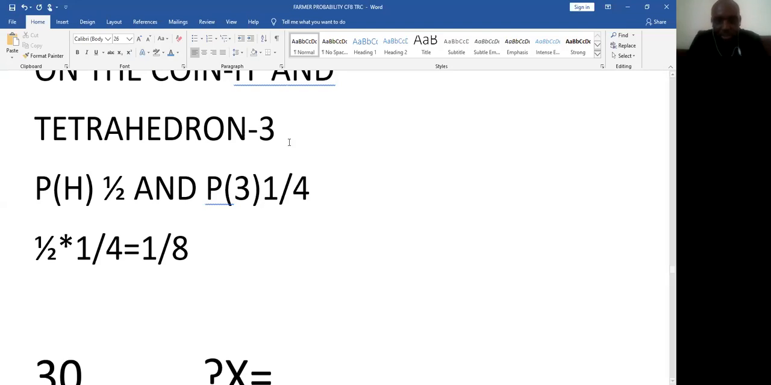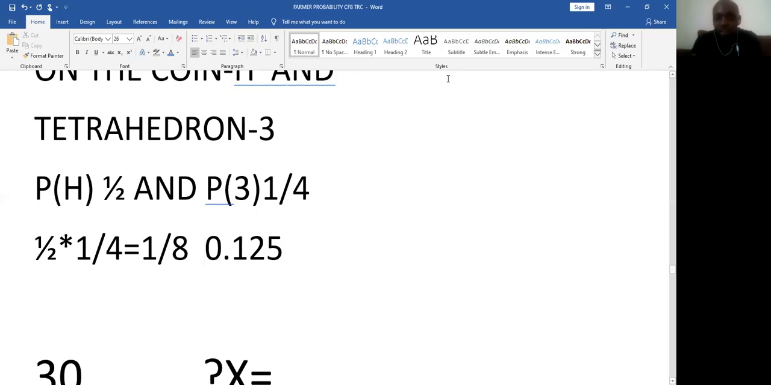Some people can even go and write it as 0.125. Yeah, you can go and write it as a decimal, or you can even write it as a fraction if you want. So as we can see, these are what we call independent events.